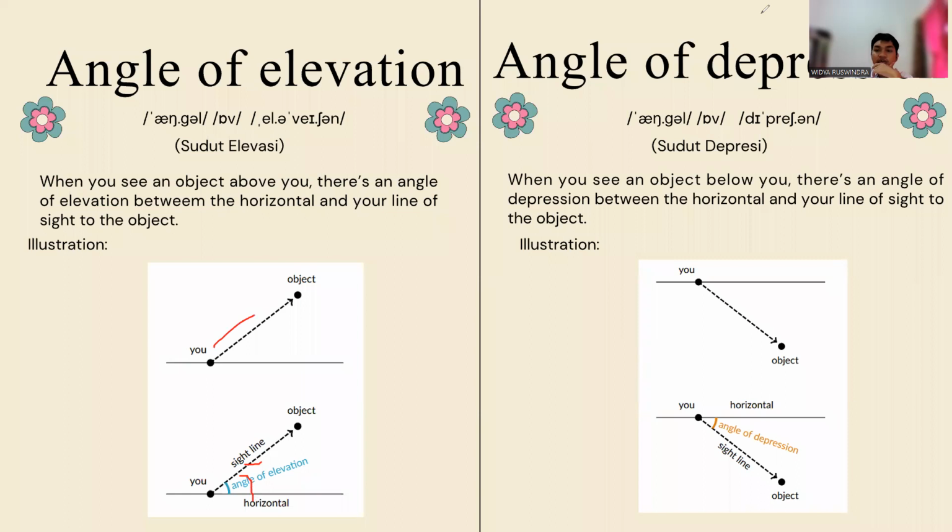Next is angle of depression. In Indonesian, we say sudut depresi. For definition, when you see an object below you, there is an angle of depression between the horizontal line and your line of sight to the object. This is for illustration: this is you, this is the object, and this is the sight line. And this is the angle of depression.